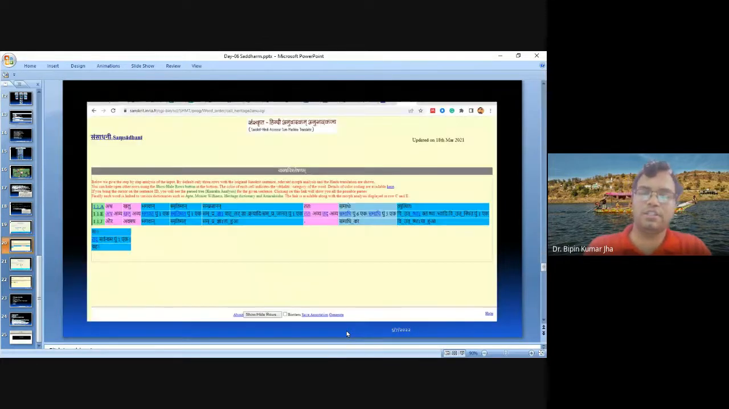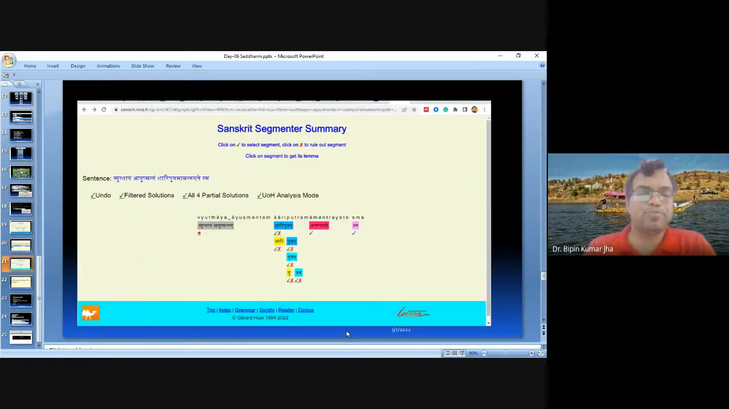In this slide you can see the meaning, but it is written in Devanagari, so it is difficult for you. But you can find it in different ways, from different dictionaries. Now we see the second sentence.